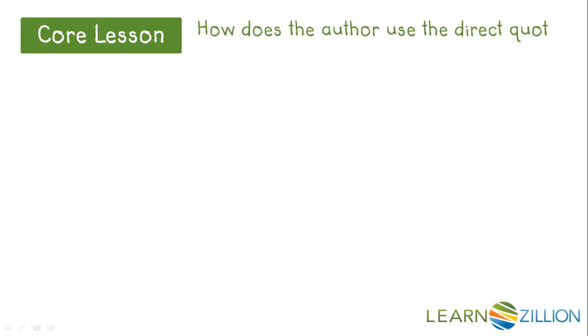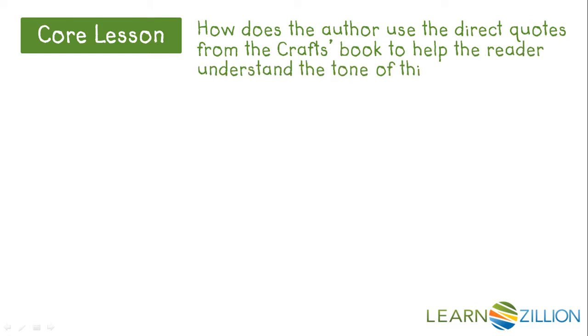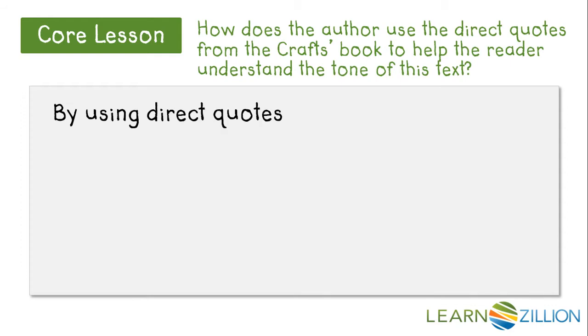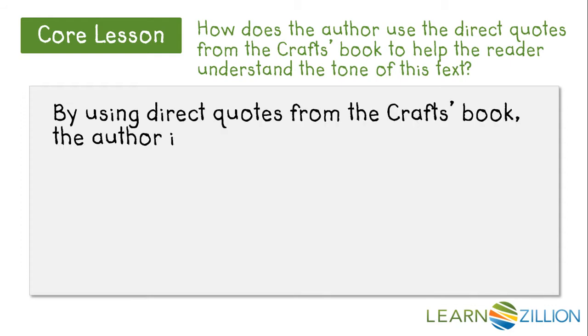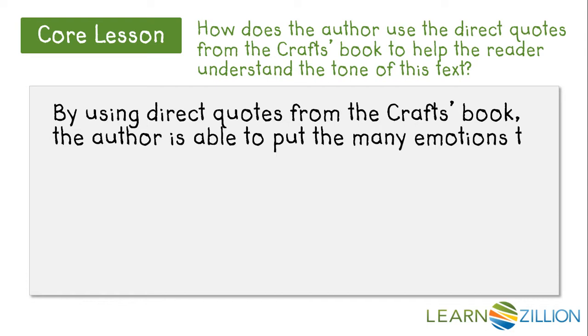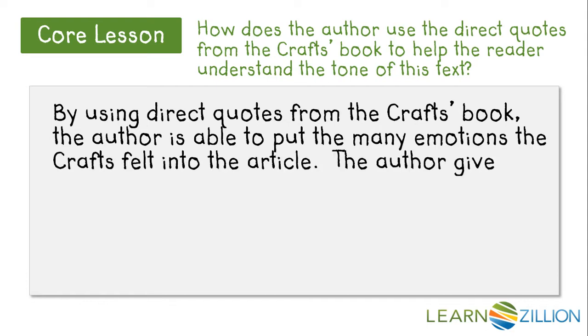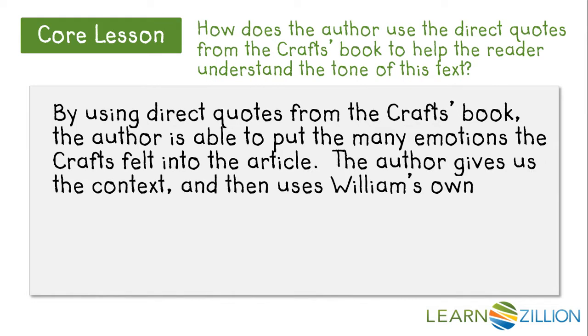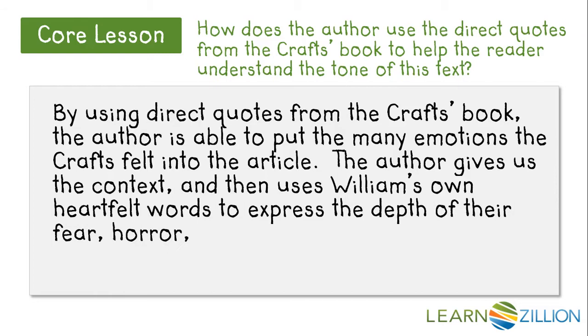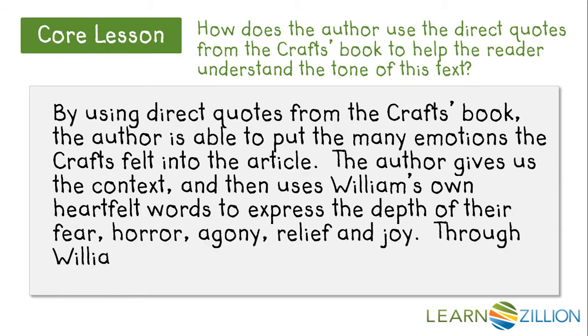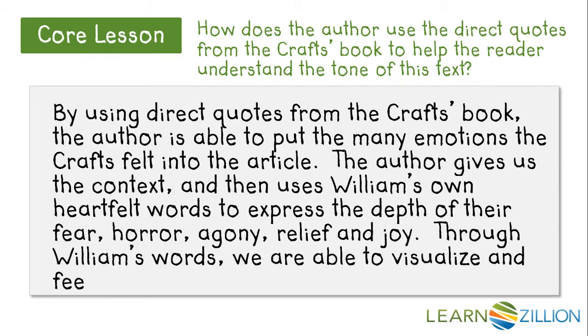So, how does the author use direct quotes from the Crafts book to help the reader understand the tone of this text? Well, I think we're ready to answer. By using direct quotes from the Crafts book, the author is able to put the many emotions the Crafts felt into the article. The author gives us the context and then uses William's own heartfelt words to express the depth of their fear, horror, agony, relief, and joy. Through William's words, we're able to visualize and feel that emotion as we read.